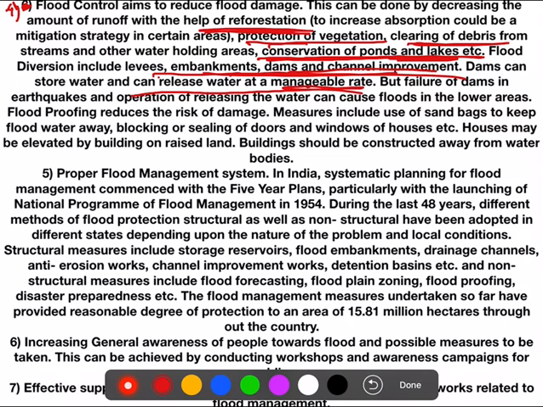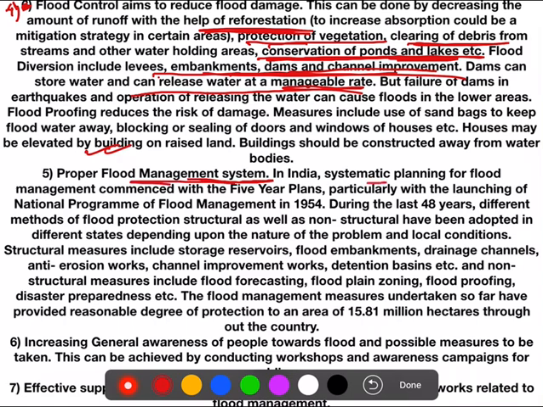It should be at a very constant rate, so which can be managed. So these things have to be properly done. Then, coming to the next point, a proper flood management system in India has to be there. In a country there must be a proper flood management system.